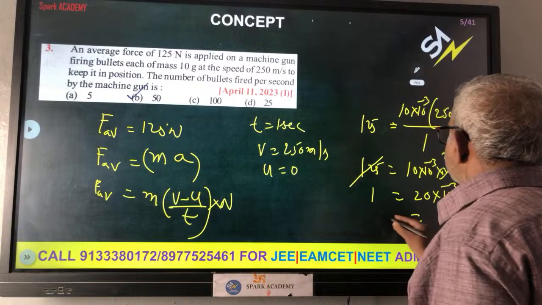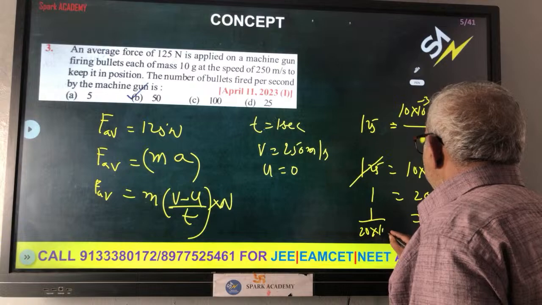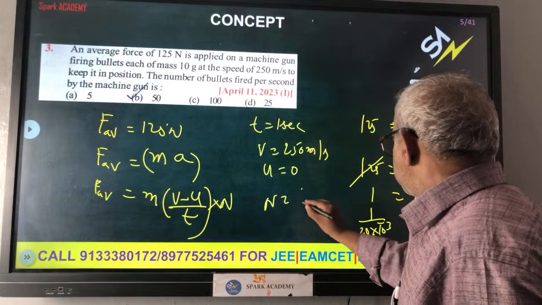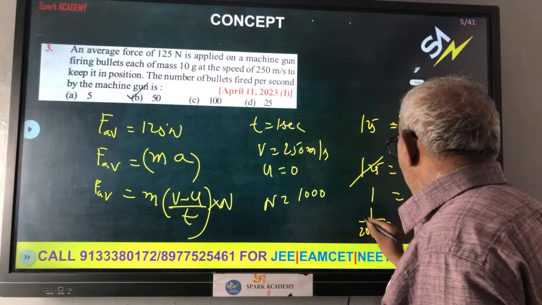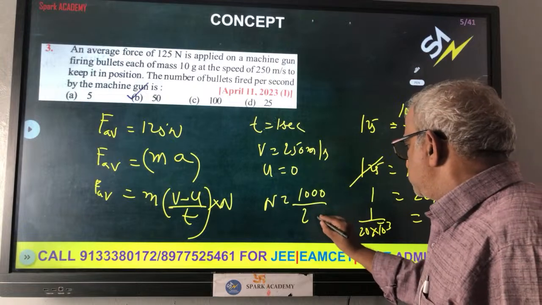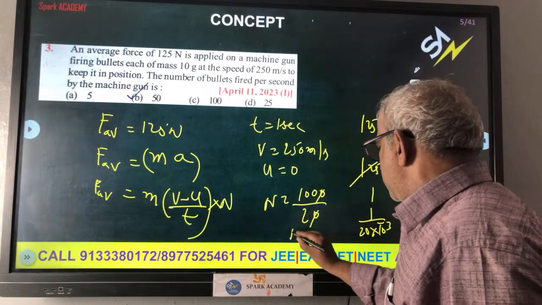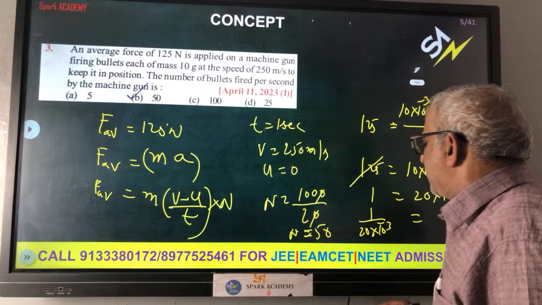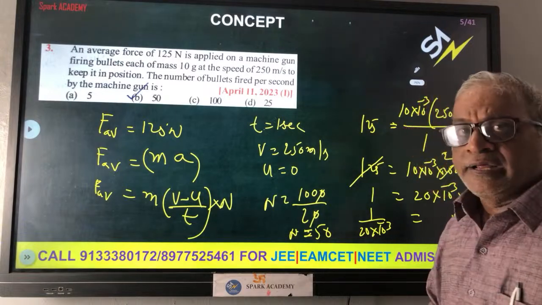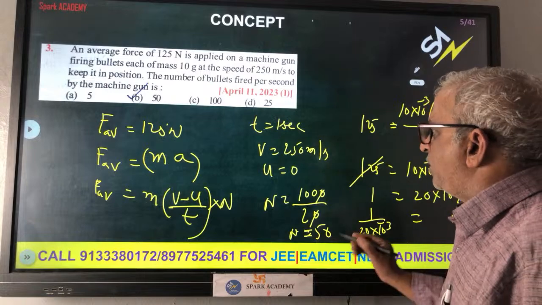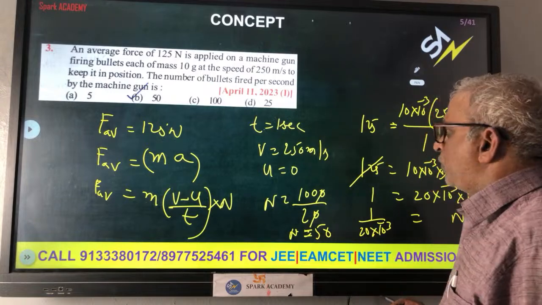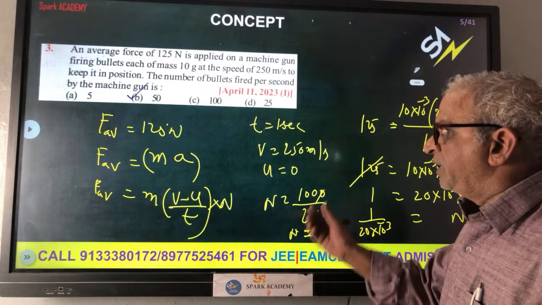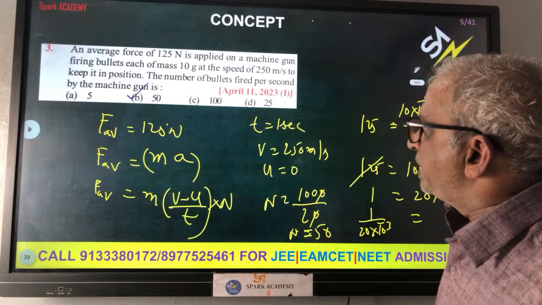N is equal to 1 by 20 into 10 power minus 3. Therefore N is equal to 1000 by 20, since 10 power minus 3 goes up. So N is equal to 50. Do the calculation correctly; even though we know the concept, sometimes we miss the calculation. Calculation is also one part we have to take care of in competitive examinations because time will be less. Explaining takes a little time, but doing it we should be quick, about 2 minutes. This is the third problem based on the force formula.